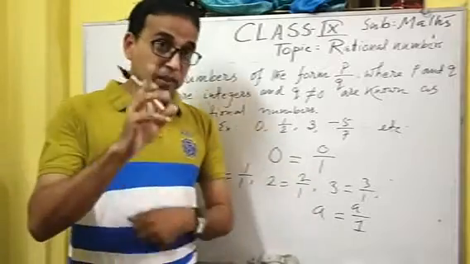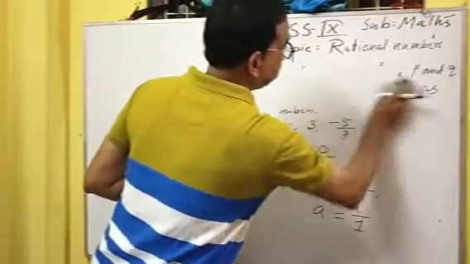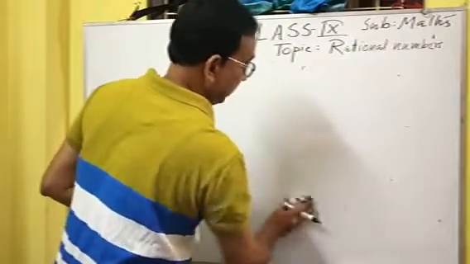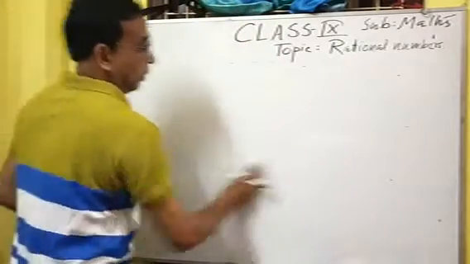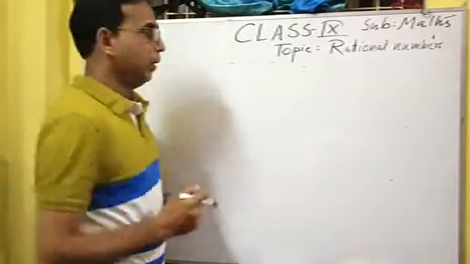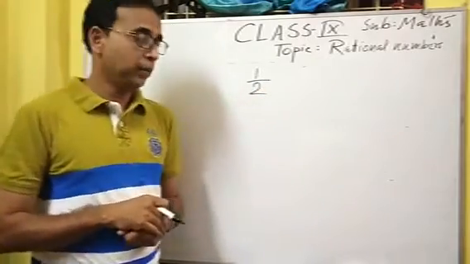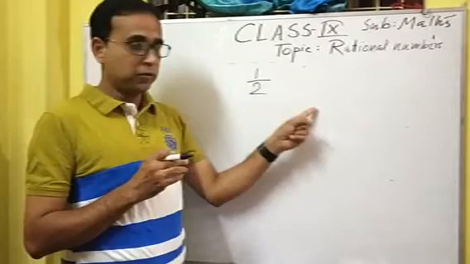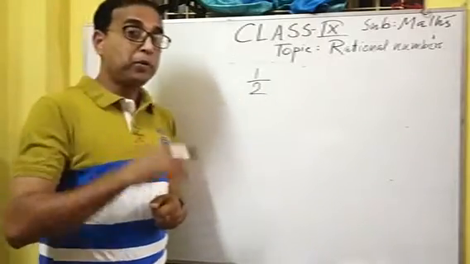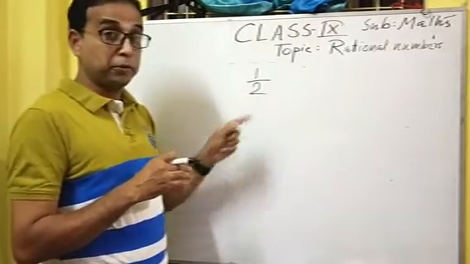Now, I shall discuss equivalent rational numbers. Consider the rational number 1 by 2. Both are integers and q is not equal to 0. So, it is a rational number. Now, we have to find equivalent rational numbers of 1 by 2.